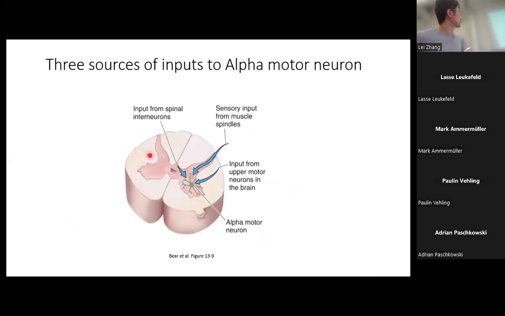Here, I think we already know this. There are different sources of input to the alpha motor neuron. You have the input from the brain, the upper level, and you have the sensory feedback through the muscle spindles going to the alpha motor neuron. There are also many interneurons in the spinal cord, which interconnect the different loops, and we will look at them later.